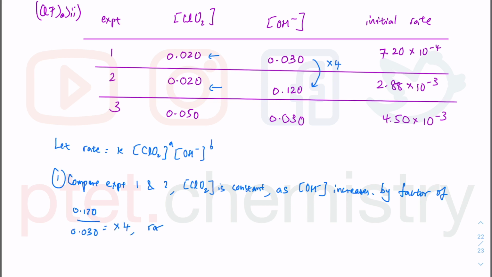What happened to the rate? The initial rate also increases, as you could see, from 10 to the minus 4 to 10 to the minus 3, by a factor of, well, you can show it on your calculator. This is just how you would explain it in terms of calculation.